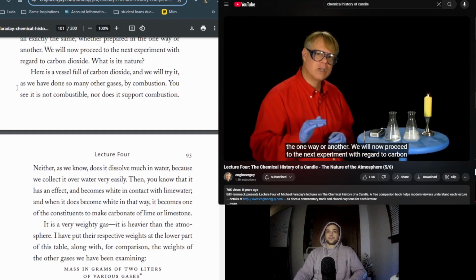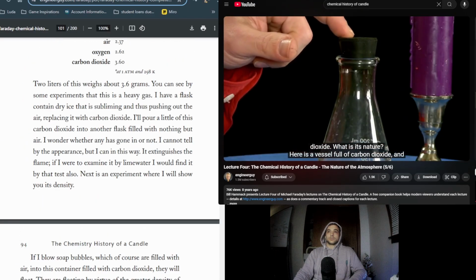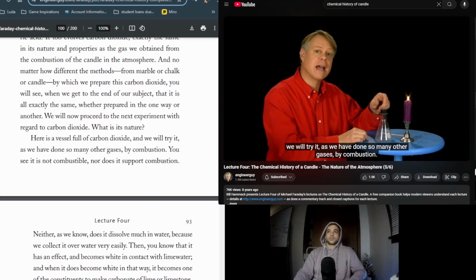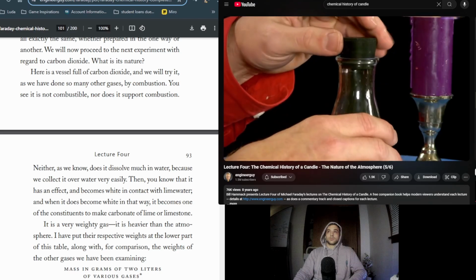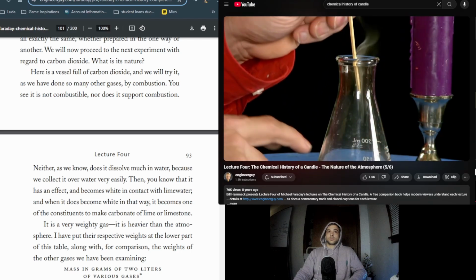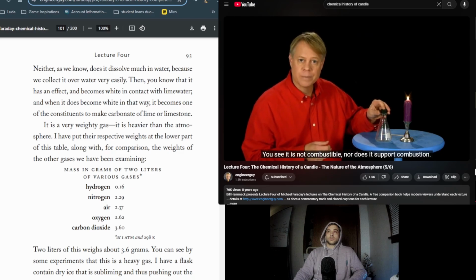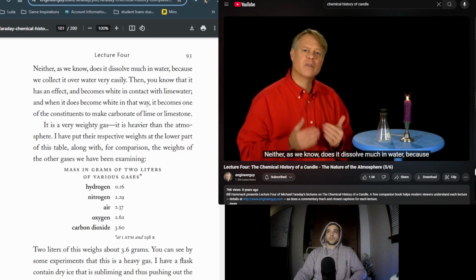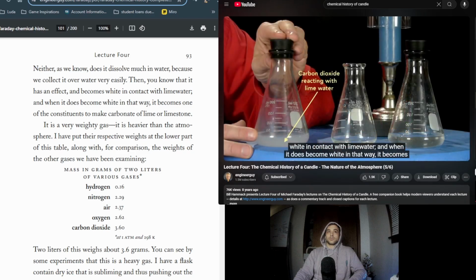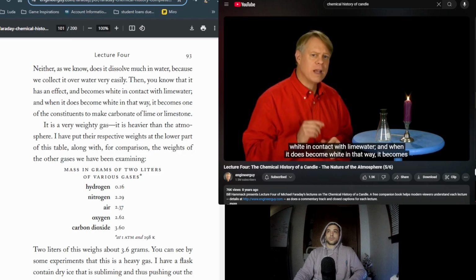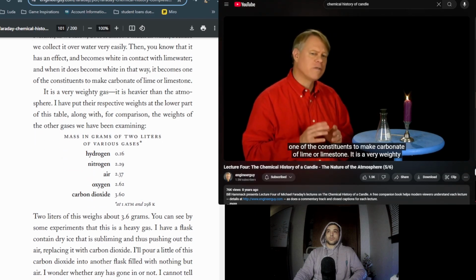We will now proceed to the next experiment with regard to carbon dioxide. What is its nature? Here is a vessel full of carbon dioxide, and we will try it, as we have done in so many other gases, by combustion. You see, it is not combustible, nor does it support combustion. Neither, as we know, does it dissolve much in water, because we collect it over water very easily. Then you know that it has an effect and becomes white in contact with lime water. And when it does become white in that way, it becomes one of the constituents to make carbonate of lime or limestone.